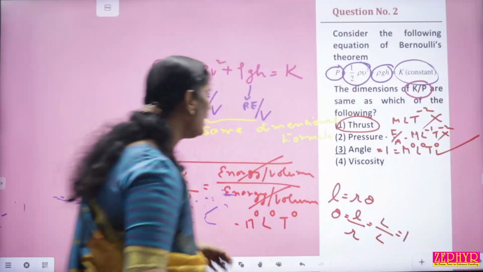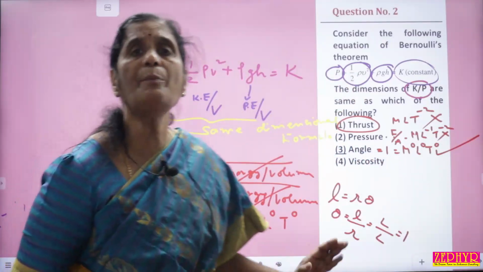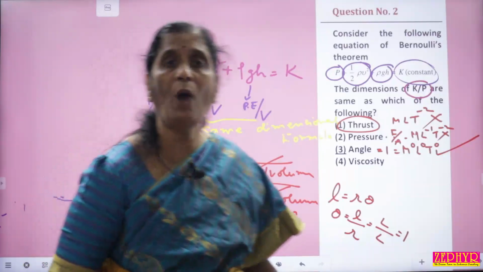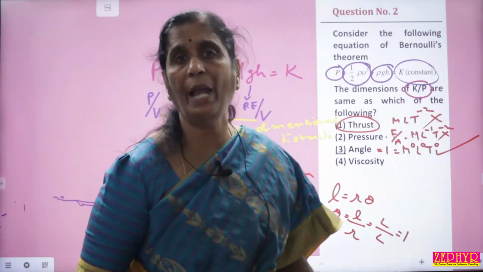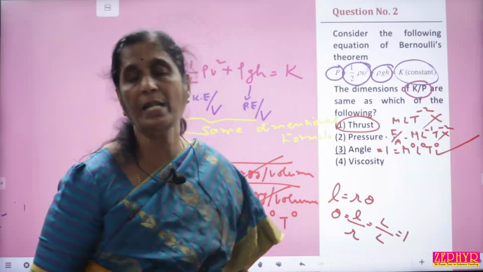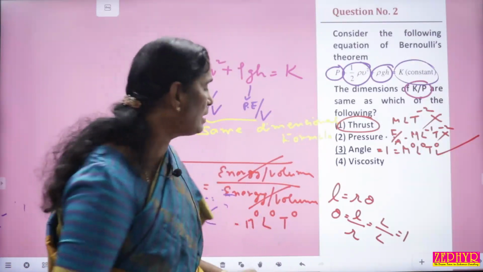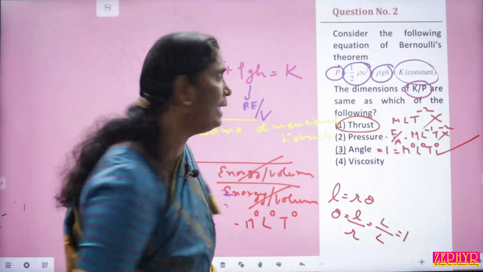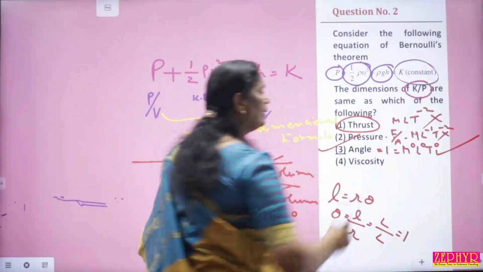So my k by p exactly matches with angle, because k by p has the dimension 1. Angle is also having the dimension 1. It's not dimension, it is dimensional formula. The dimensions are 0 for M, 0 for L, 0 for T. So I can select the third choice.